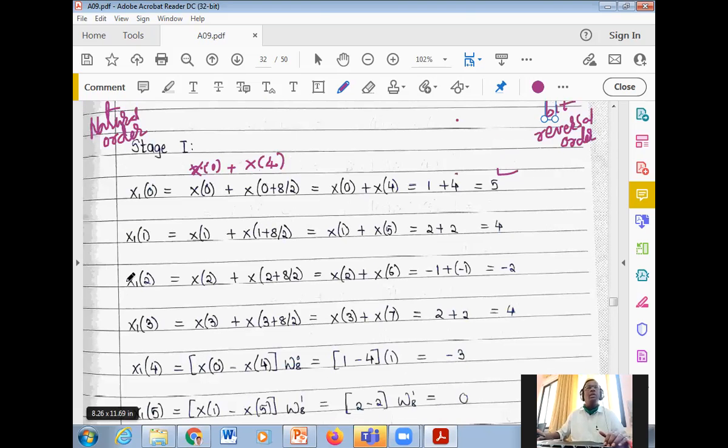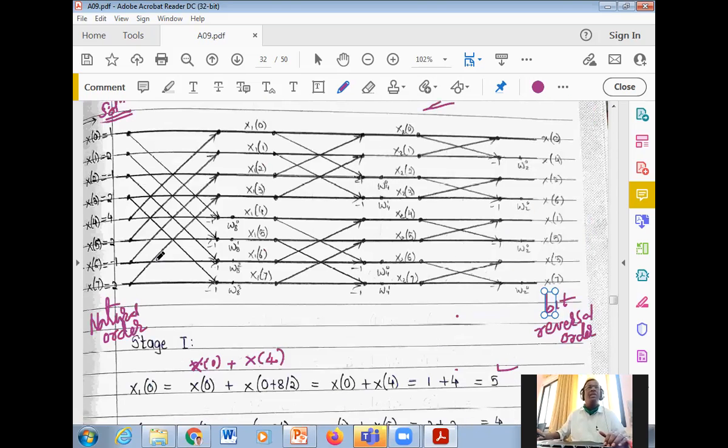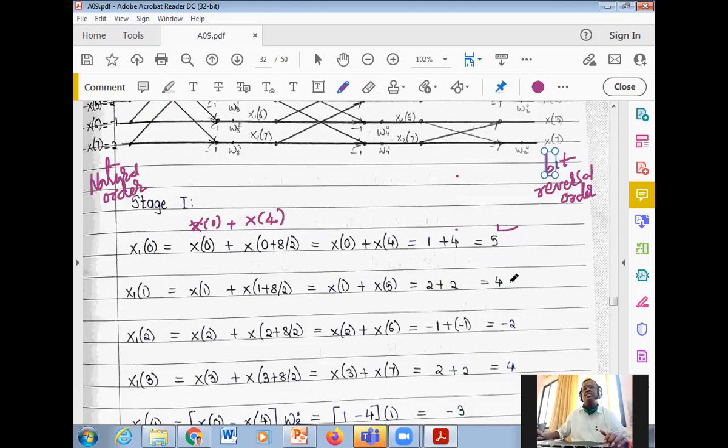If you want to calculate the value of x1 of 1, we check at this point. Here we are calculating the output x1 of 1. This line is added with this line. So x of 1 is added with x of 5. So 2 plus 2, it will be 4 again. So the value we are getting is 4. This is the way we are calculating. Likewise, we have to calculate x1 of 0, x1 of 1, x1 of 2, and x1 of 3.